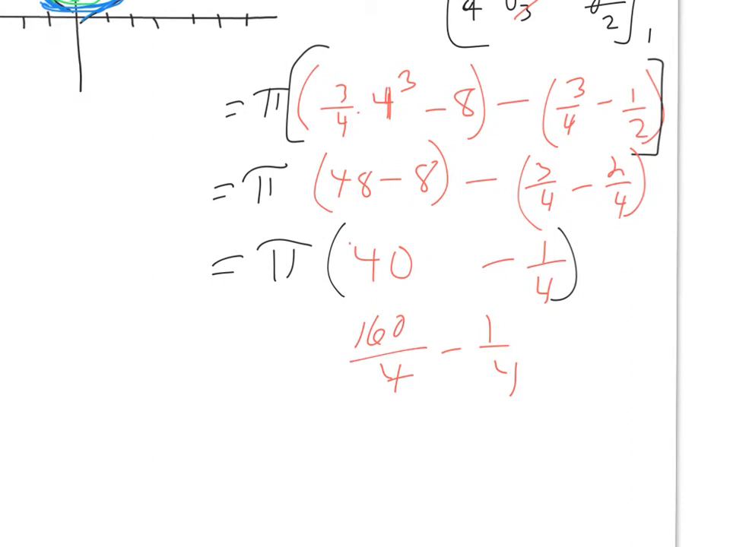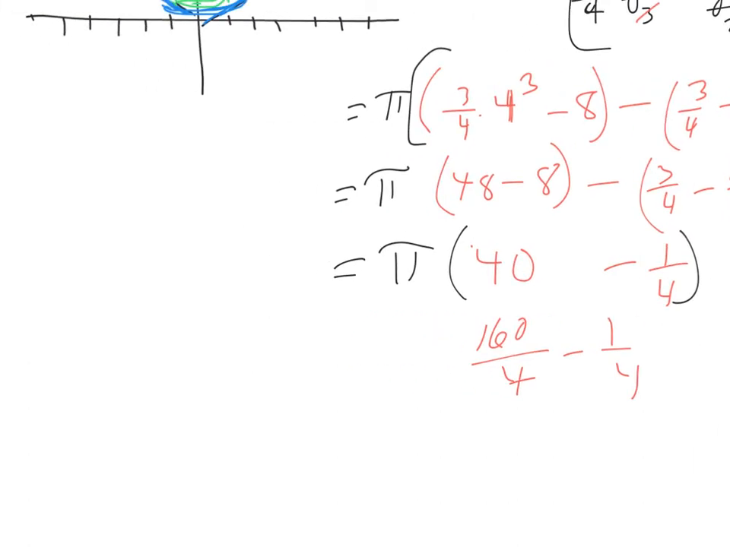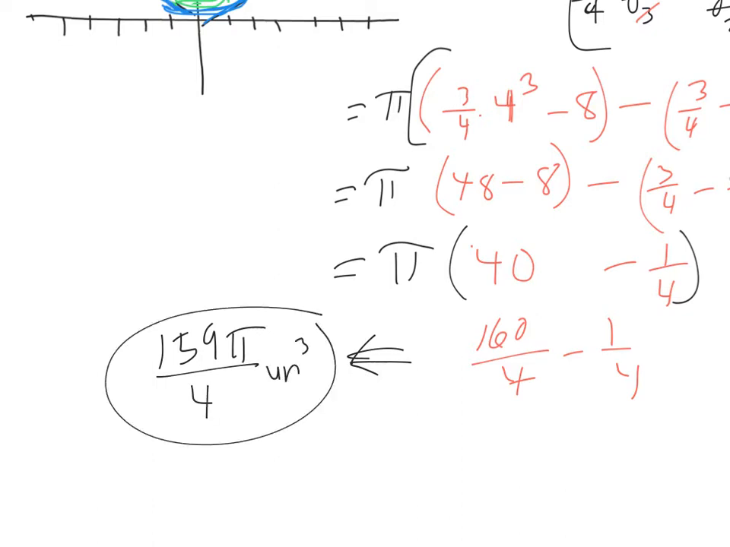So final answer, final answer is 159 pi over 4 units cubed. And yes, that one took a while. So that was number 8 on your example page.